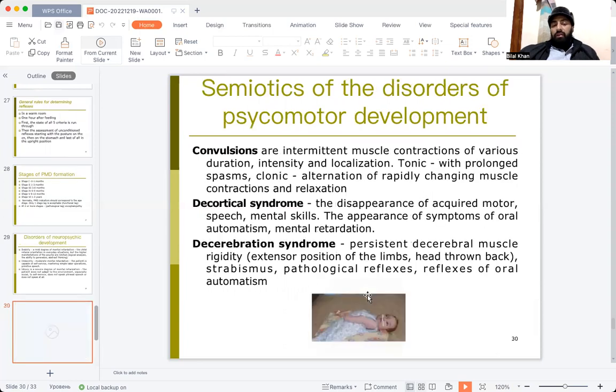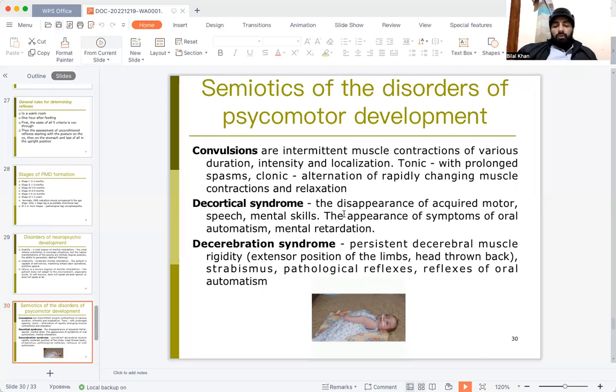Convulsions, a semiotic disorder of psychomotor development, are intermittent muscle contractions of various durations, intensity, and localization. Tonic convulsions involve prolonged spasm. Clonic convulsions are an alternation of rapidly changing muscle contraction and relaxation.